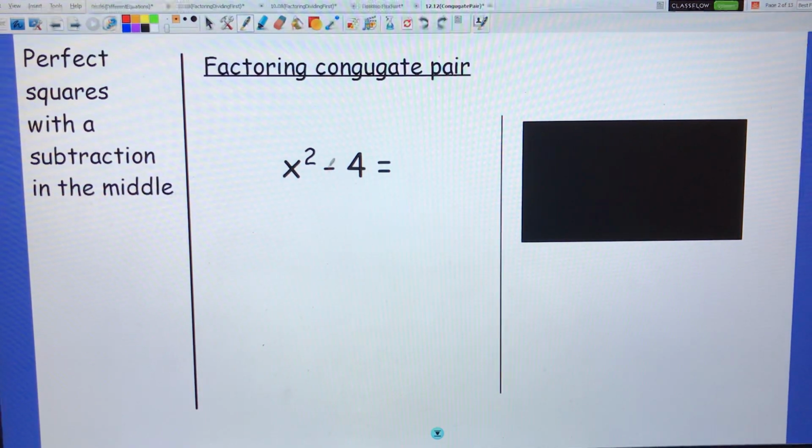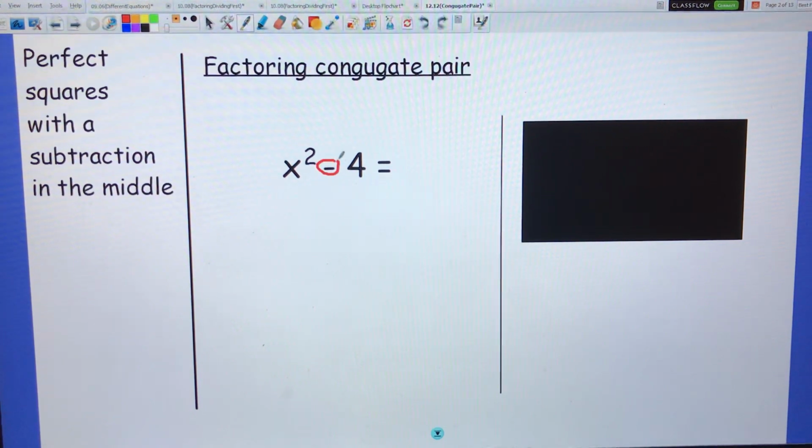The x term is missing, but it's okay because if you have the situation where you have all perfect squares, x squared is a perfect square because something times itself equals x squared, all right? And 4, something times something, that's the same number, will give you 4. And then you have a subtraction sign right in the middle, okay? So it's very easy. All right, so this is a conjugate pair scenario.